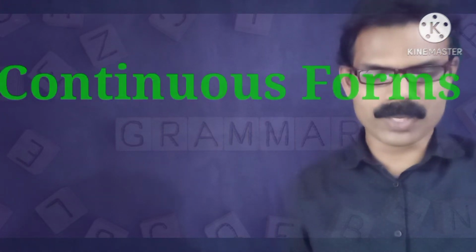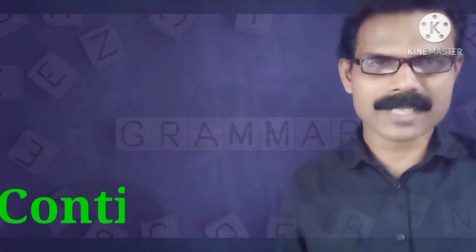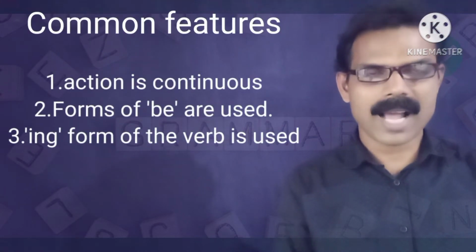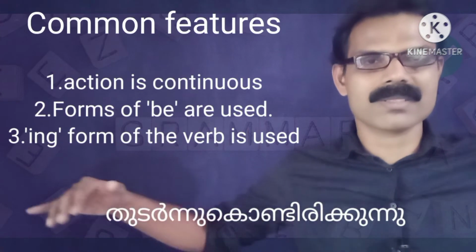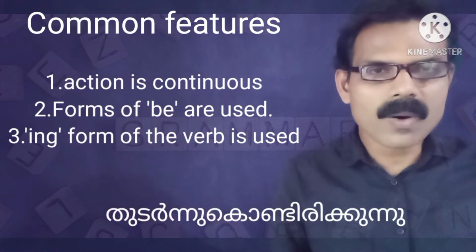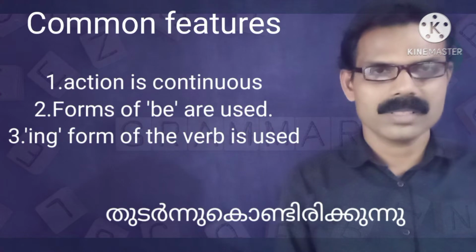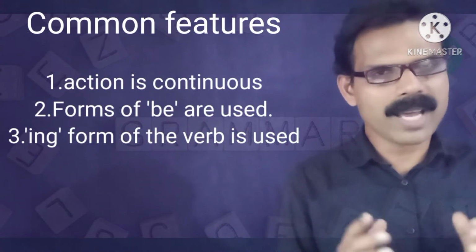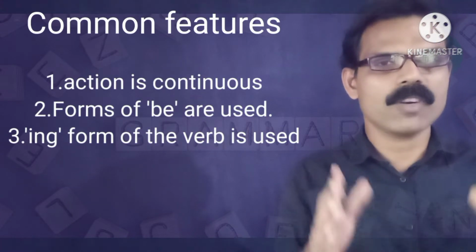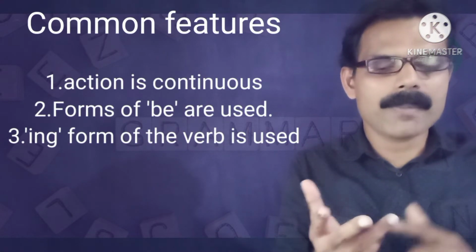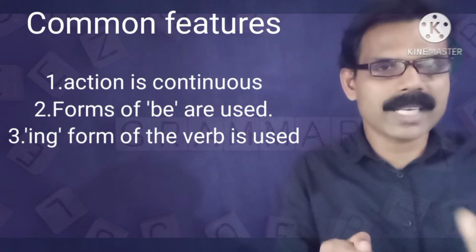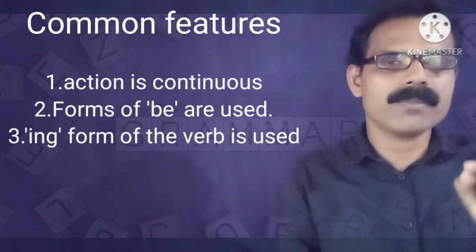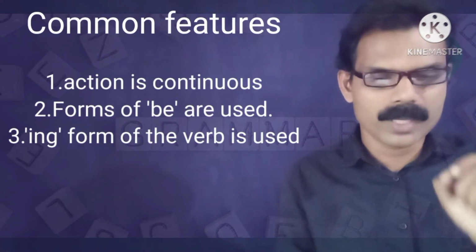Then let's go to continuous forms. There are some common features for continuous forms. One is action is continuous. It is going on. Second feature, forms of be are used. In every continuous forms, there will be be forms. What are they? Am, is, are, was, were. That I have already told you. Was, were, past forms of be, am, is, are, present forms of be.